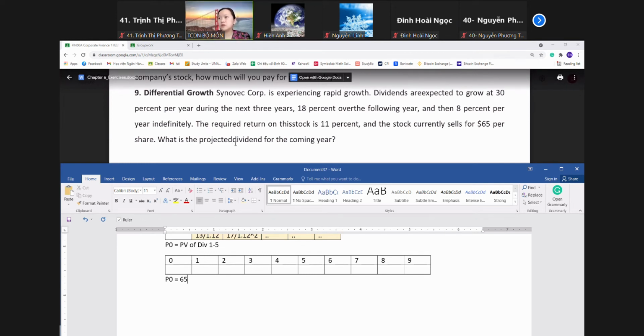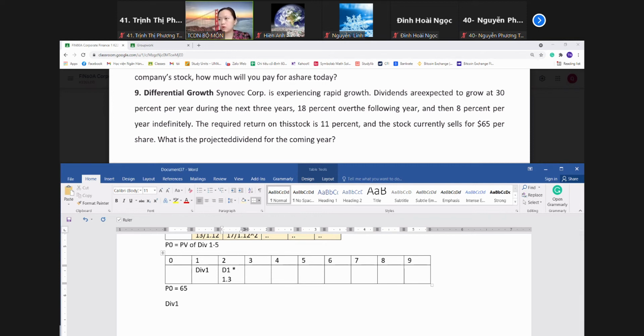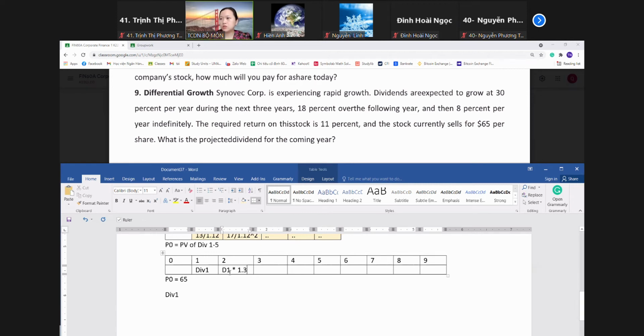Okay, the projected dividend, that means the dividend in year 1 is the number that you will have to estimate, right? If we have the dividend in year 1 as D1, then the dividend in year 2 will be dividend in year 1 multiplied by 1.3. What is the dividend in year 3? You can find it will be the power of 2. Thank you, group 6.